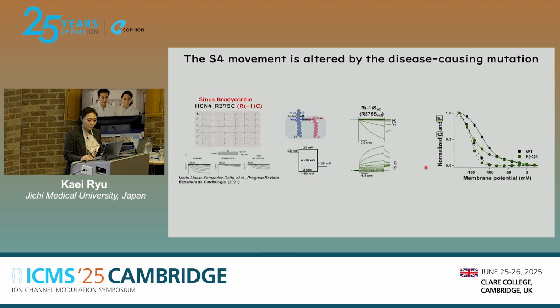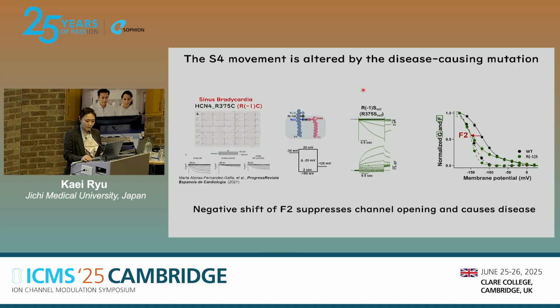So finally, we performed a voltage confirmatory experiment with the mutation in the positive charge amino acid R-1 to C, or R377SC, which is known to cause sinus bradycardia. We also tested R-1C in this experiment, because this cysteine mutation could not be used for the VCF experiment. In this result, the mutant F2 shifted to the left. The result suggests that the mutation suppresses the channel's opening, leading to diseases.